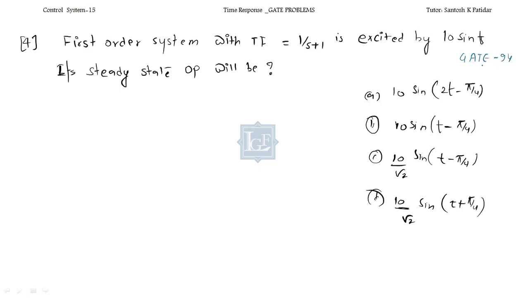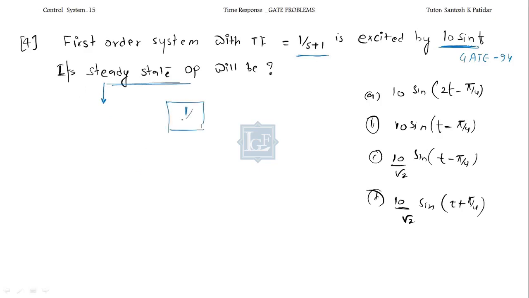Okay, so the problem says this is a first order system whose transfer function is 1 divided by s plus 1. It is excited by the input 10 sin t, and he's asking for the steady state output. Some students get confused about what the steady state output is. Steady state output is nothing but the output of the system after a long time, correct?